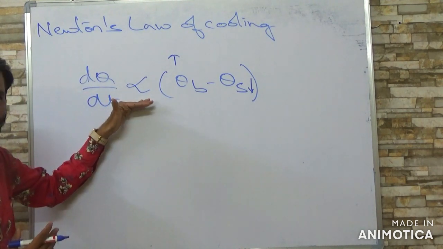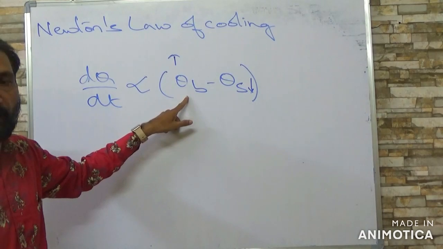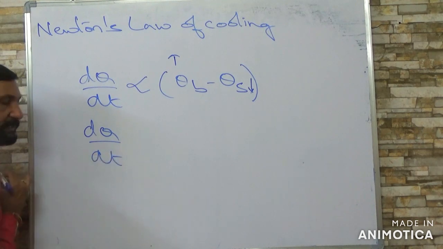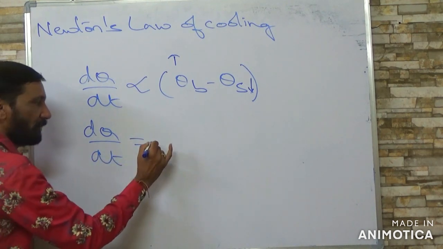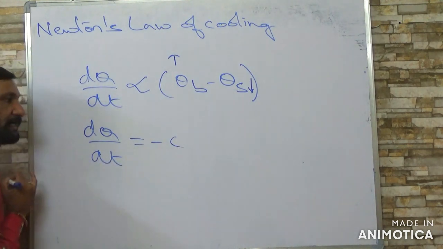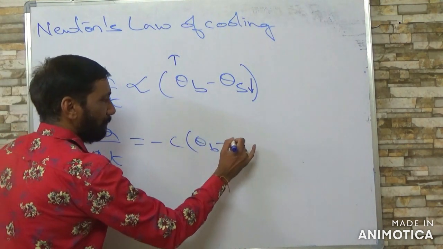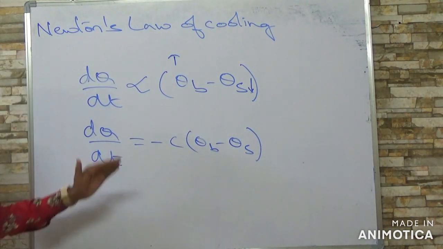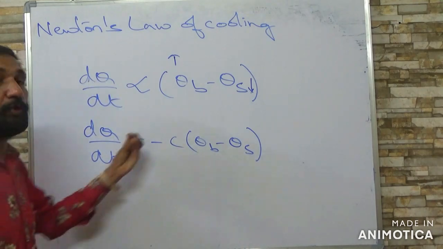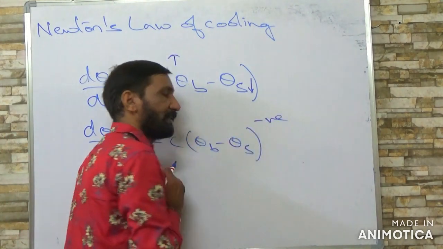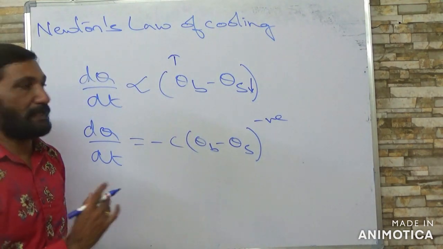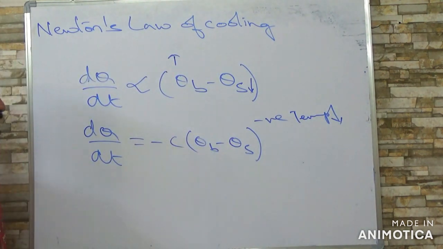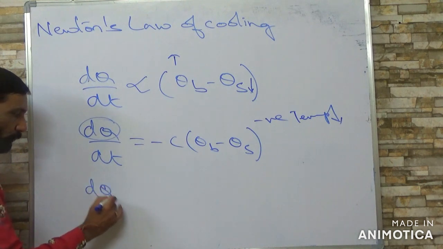Means there should not be much variation between the body and the surroundings. So what is Newton's law of cooling? The rate of loss of heat is proportional to the temperature difference between the body and the surroundings. Or you can write dQ by dt equals minus some constant c into (theta_b minus theta_s). Why are we using a negative sign? Because the body is losing temperature, a cooling process. So the negative sign indicates decreasing temperature.